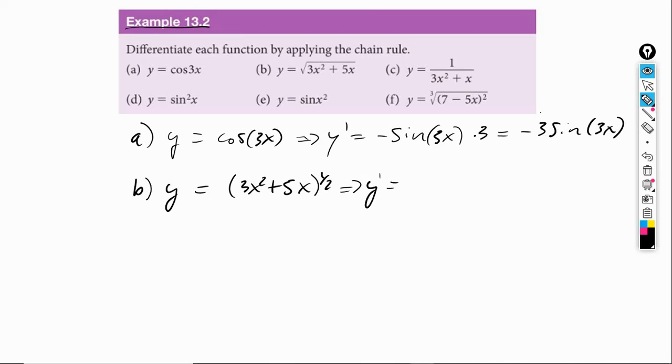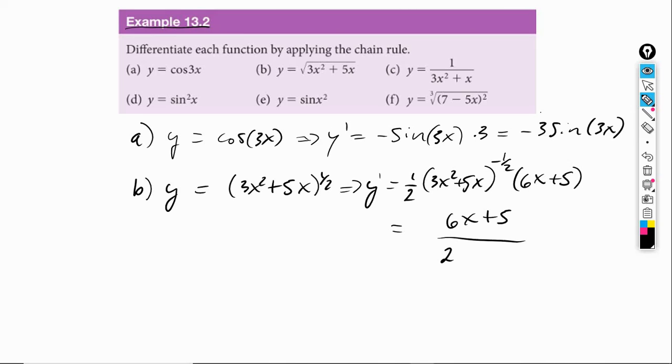Well, again, derivative of the outside only without affecting the inside. So that's going to be 1/2 times (3x squared plus 5x) to the power of negative 1/2, because 1/2 minus 1 is negative 1/2, times the derivative of the inside, which is going to be 6x plus 5. And then we can rearrange this and rewrite it as (6x plus 5) over 2 times the square root of 3x squared plus 5x.